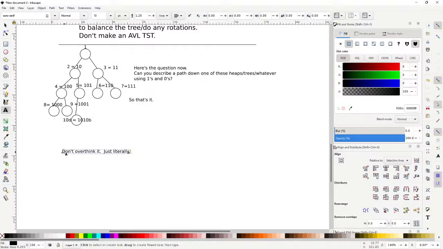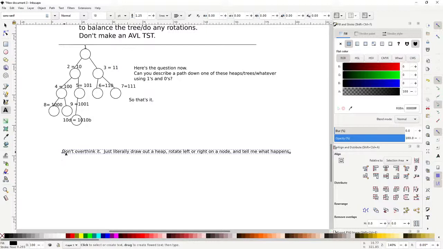What I want you to do is draw out a heap, rotate left or right on a node, and tell me what happens, right? And now you might say, but wait, it's not a heap anymore. Don't care. Just don't overthink it. Just draw out a heap, rotate a node, and tell me what happens, okay? That's what I want for number 2.